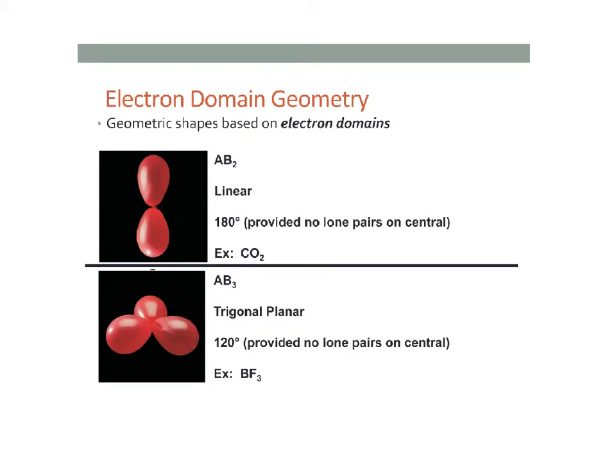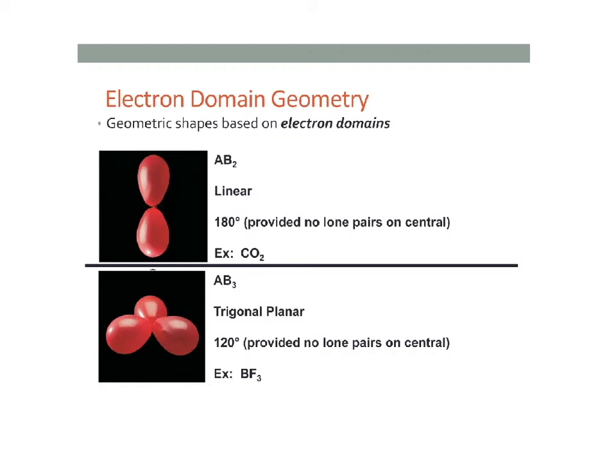In the picture, the point where the balloons are tied represents where the central atom is, and the balloons themselves count as electron domains. Then you'll see it gives us the general form, the shape that it creates, the bond angle that it creates, assuming that there are no lone pairs, and then we'll give you an example.